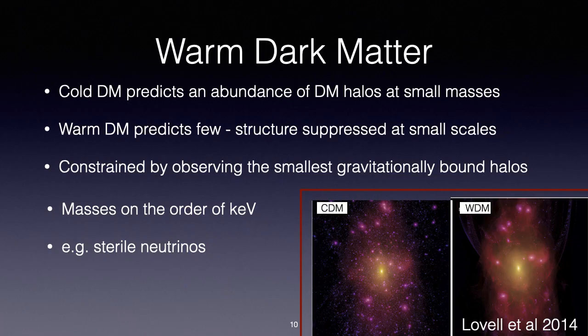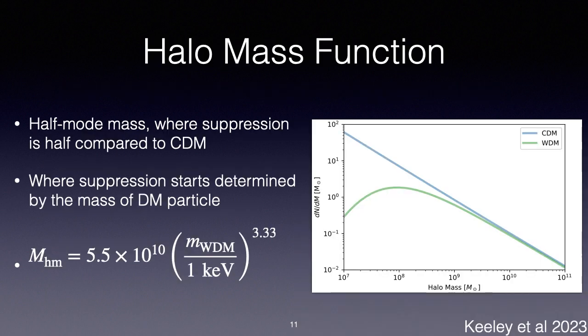And so one of the simplest cases for dark matter that we can test with a strong lensing probe is warm dark matter, where CDM predicts an abundance of dark matter halos at small masses. Warm dark matter predicts few. That is, the free streaming of the warm dark matter particles suppresses structure at small scales. To find what scales are suppressed, the general idea for constraining warm dark matter is finding the smallest dark matter halo. So warm dark matter typically has dark matter masses on the order of a keV, such as sterile neutrinos.